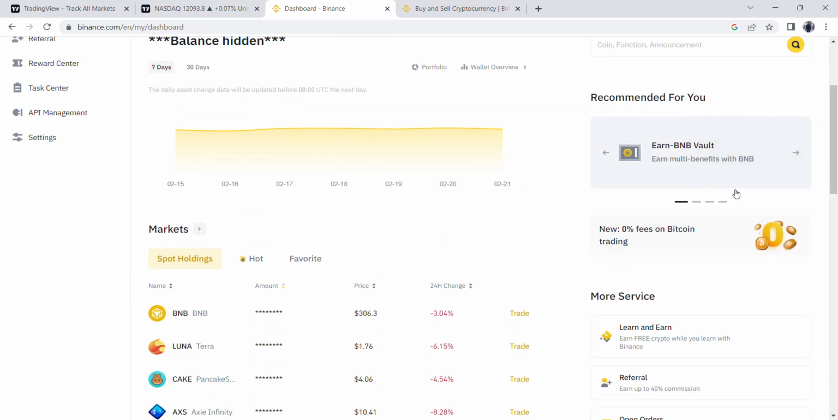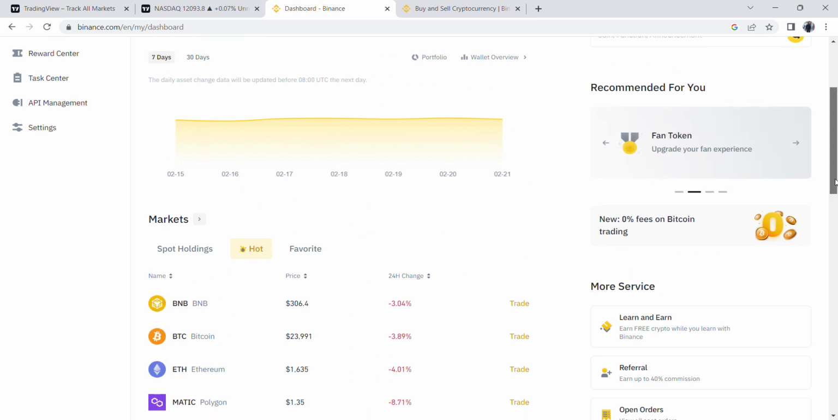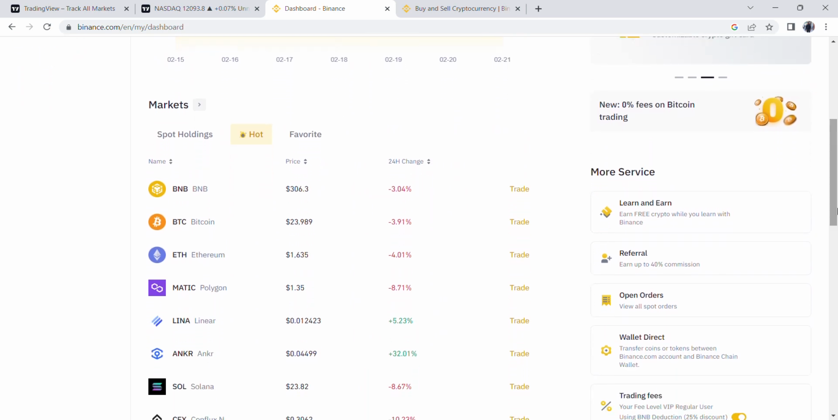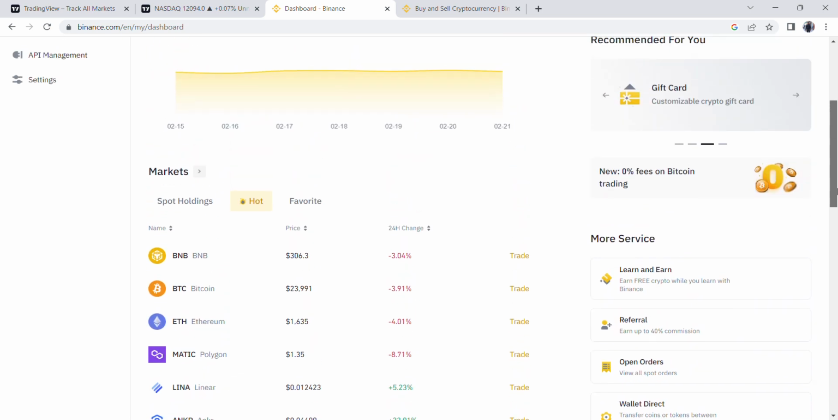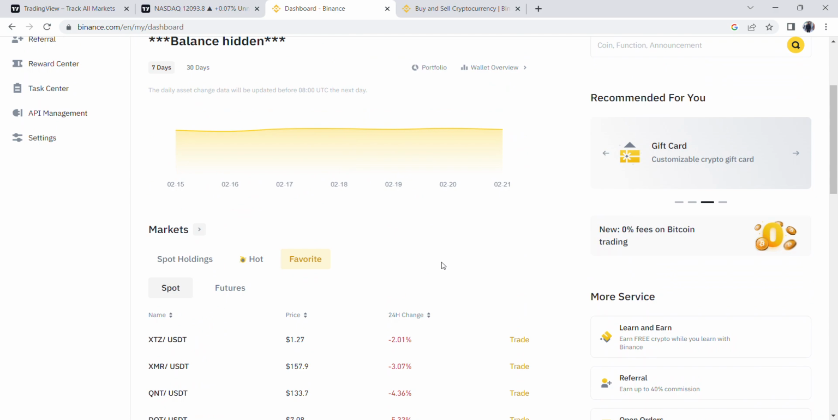So you can also check what's hot, what's trending on Binance. And you know, BNB is always the first thing that trends on Binance, because BNB is the Binance coin. So yes, you can also check that. You can also list your favorites. You can list your favorite coins here.